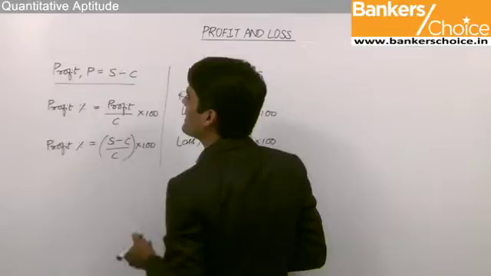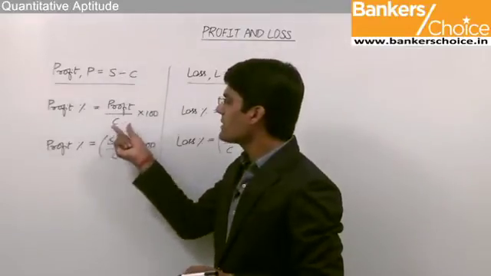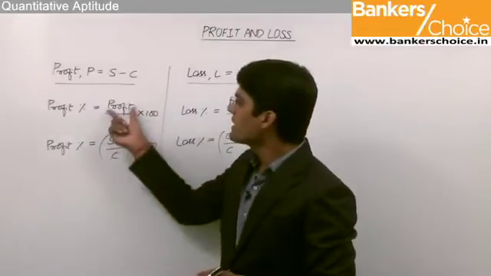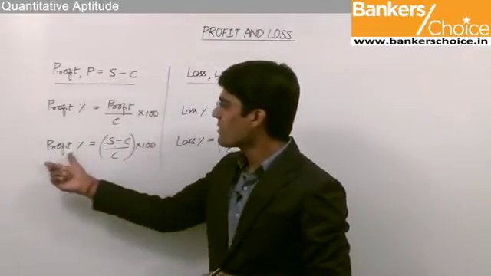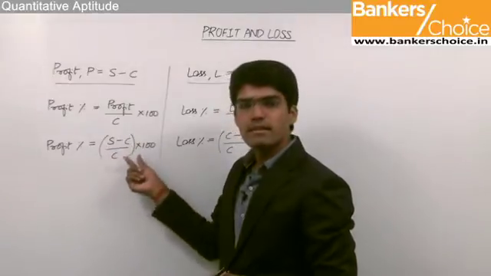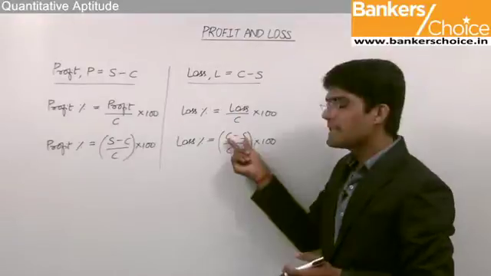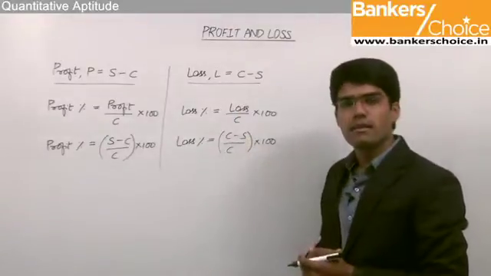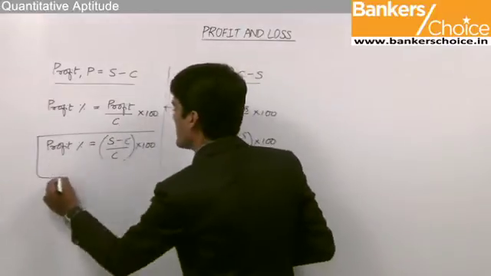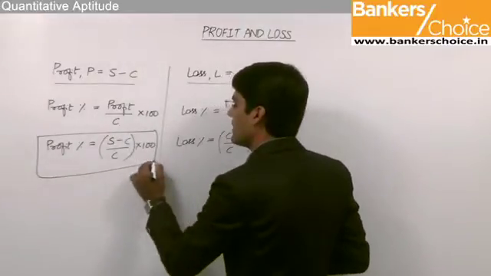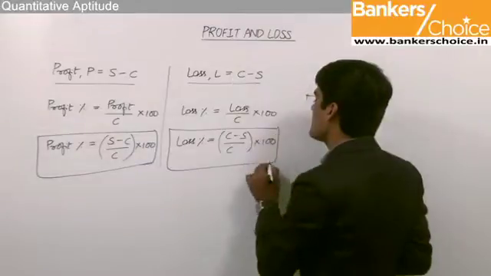Now, profit percentage can be taken as profit by cost price into 100. And since we know that profit is equal to S minus C, we can say that the profit percentage is (S minus C) by C into 100. Similarly, the loss percentage can be taken as loss by cost price into 100. And since we know that loss is equal to C minus S, the answer here will be (C minus S) by C into 100. So simply remember that profit percentage is (S minus C) by C into 100 and loss percentage is (C minus S) by C into 100, or nothing but profit by cost price into 100 and loss by cost price into 100 respectively.